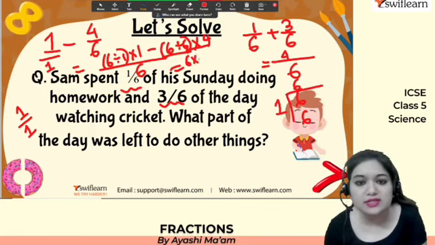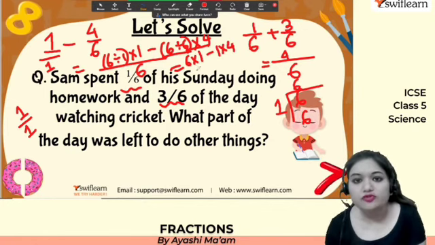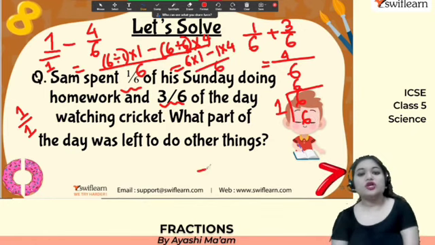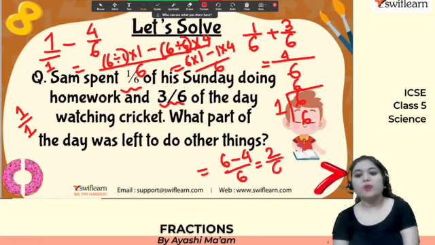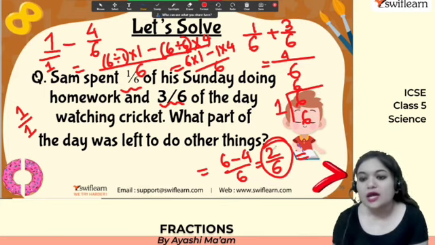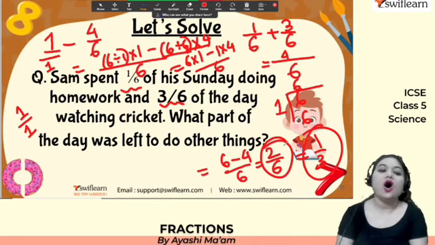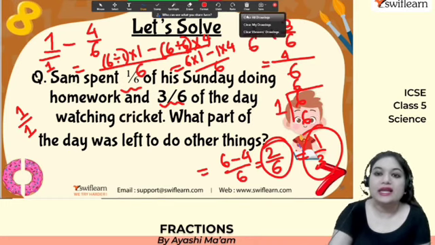So you will get 6 into 1 minus 6 divided by 6 is 1. So 1 into 4 by 6, right? So you will get the answer as 6 minus 4 by 6. That means what? 2/6. So 2/6 part of the day is left. That means what? You can reduce it. So you will get 1/3. 1/3 part of his day is actually left.